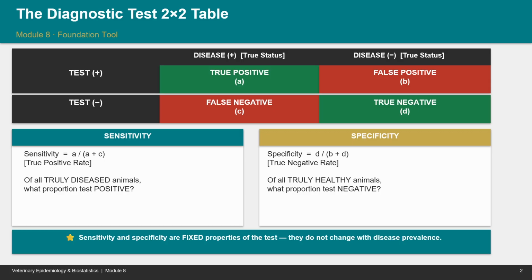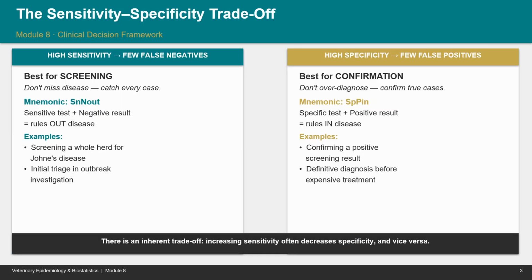These are fixed properties of the test. They do not change with disease prevalence. There is an inherent trade-off between sensitivity and specificity. As you increase one, you typically decrease the other.